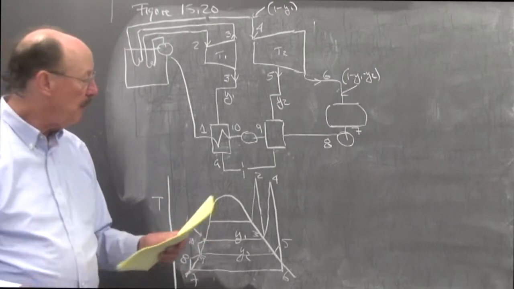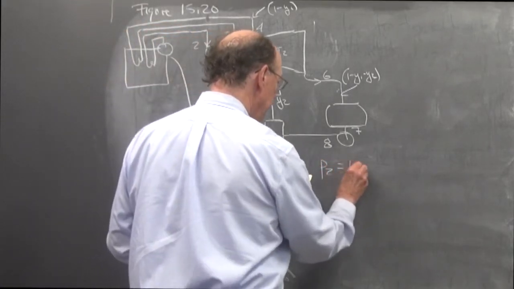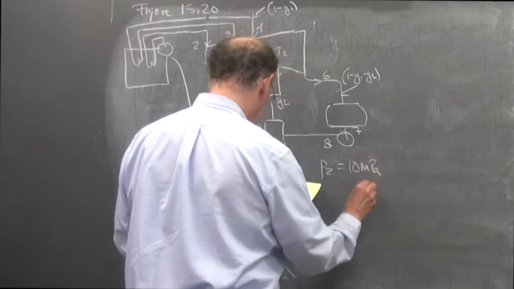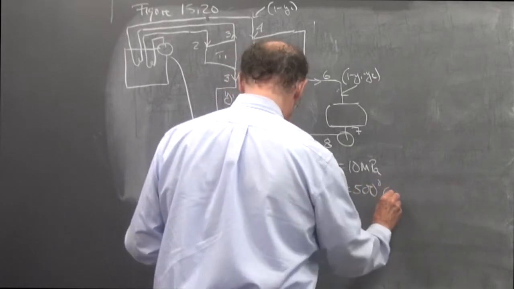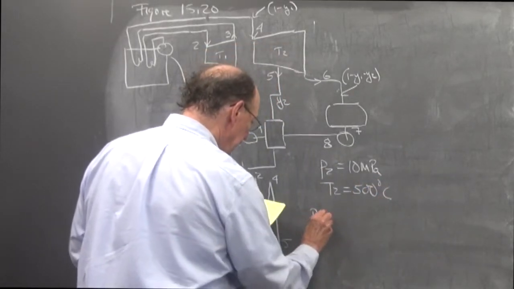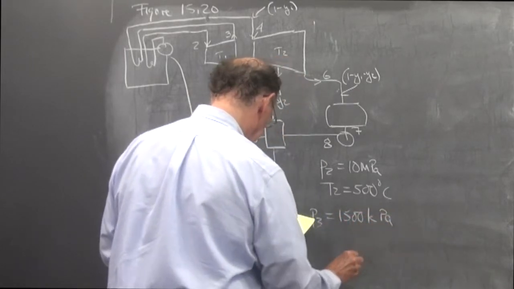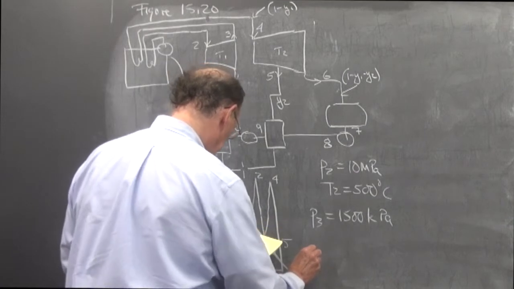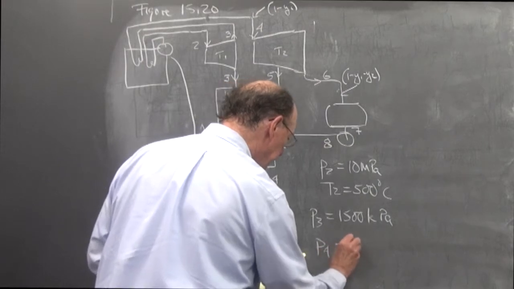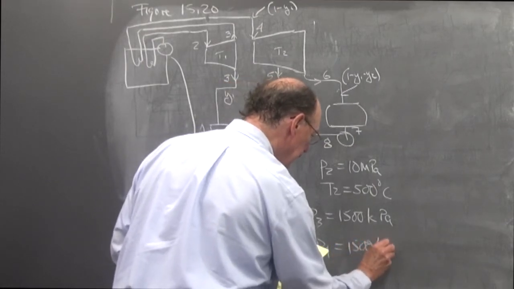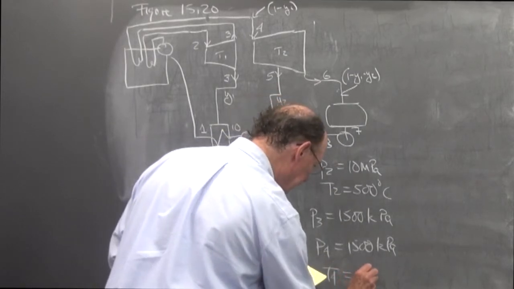And so now, for the following, we'll let P2 equal 10 MPa. T2 is 500 degrees C. P3 is equal to 1500 kPa. P4 is 1500 kPa. T4 is 500 degrees C.